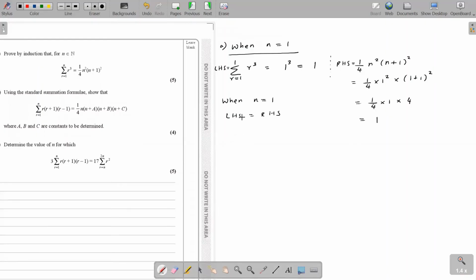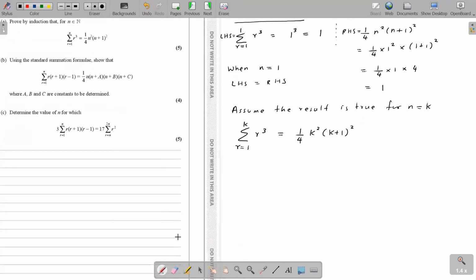Then what's the next step we do? We assume the summation formula is true, or assume the result is true, for n equals k. So when n equals k, what happens? Summation of r cube, we take it from where to where? From r equals 1 to r equals k. Are you with me? We shall take the summation of r cube from 1 to k. What's the answer we get here? 1/4, the n is replaced by k. 1/4 k square (k plus 1) square. Are you with me?